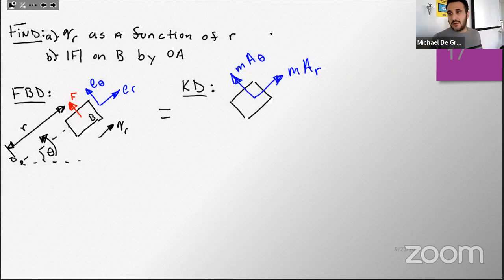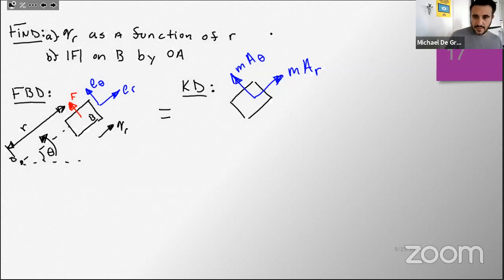Notice I wrote it up here, right? This guy. What do those lines around it mean? That means the magnitude of the force. So we're not concerned with the direction of the force. We just want to know how much total force do we have. And we want it as a function of r. We want both of these things as a function of r.